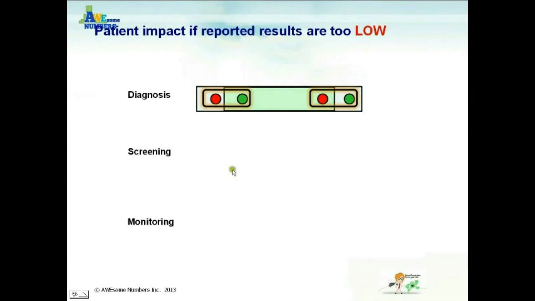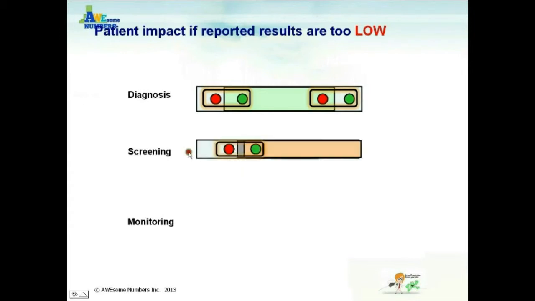So if the patient is really normal and you report them as abnormal, bad things will happen. If the patient is abnormally high and you report them as normal, bad things will happen. If you're screening and the patient is really positive, but you tell the doctor they're negative, this person can go on for a long time before they're treated.